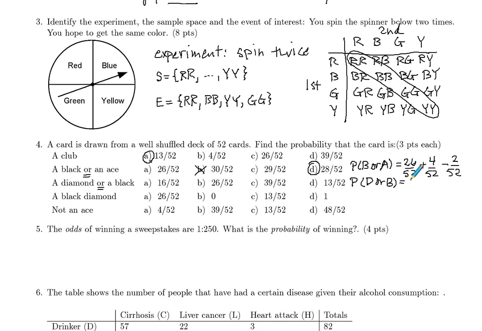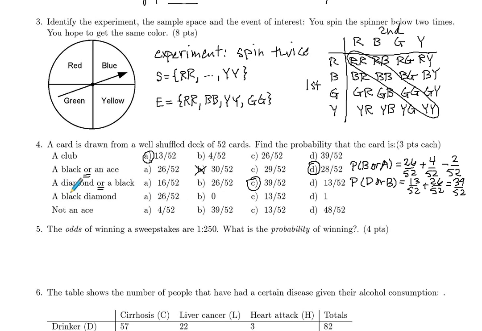We're going to have our diamonds, which are 13 out of 52. And then we're going to add our black cards, 26 out of 52. And that gives us, there's nothing to subtract out. No double counting on this one. So 39 out of 52. Which is C.